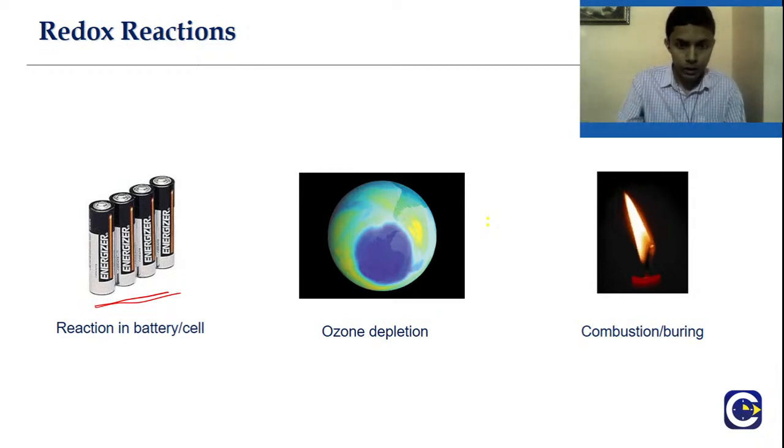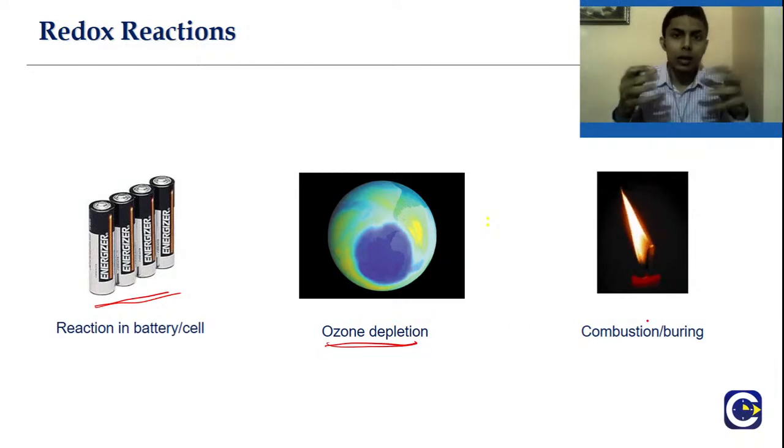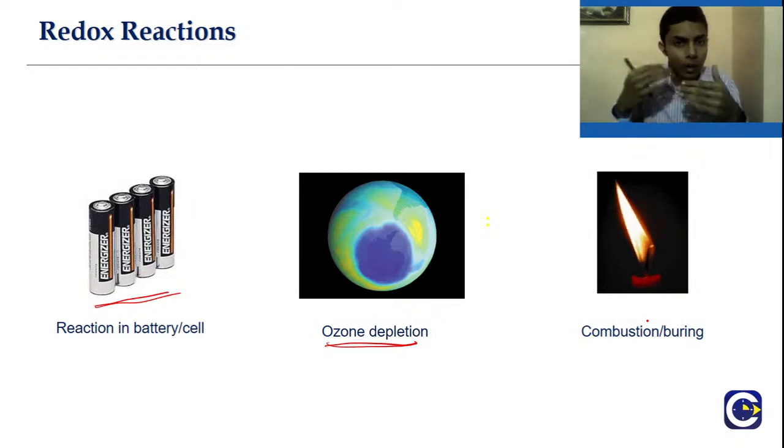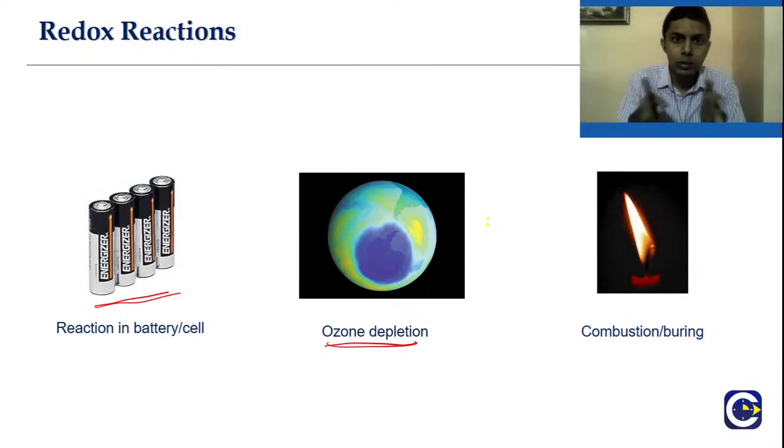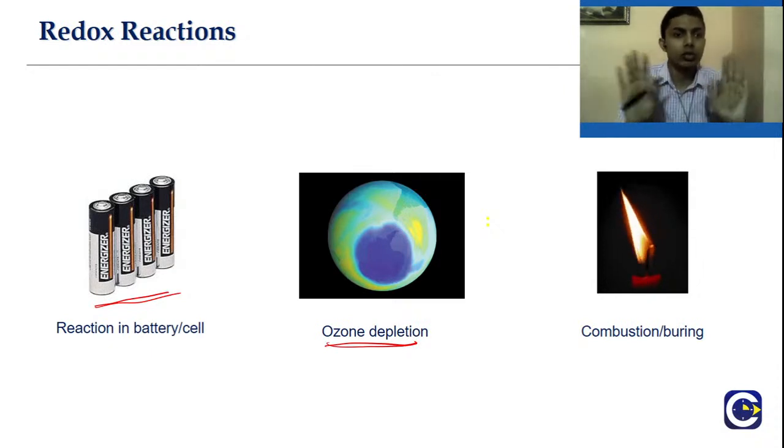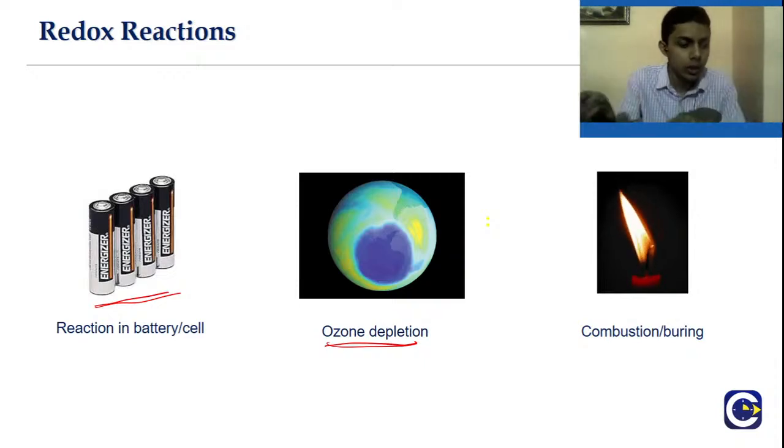Ozone depletion is another example of simultaneous oxidation reduction. Combustion or burning is basically oxidation and something else gets reduced. Always remember this: in a balanced reaction, either there will be excess electrons, or the balanced reaction without any electron has to be a redox reaction. That means something should get oxidized, something else will get reduced.